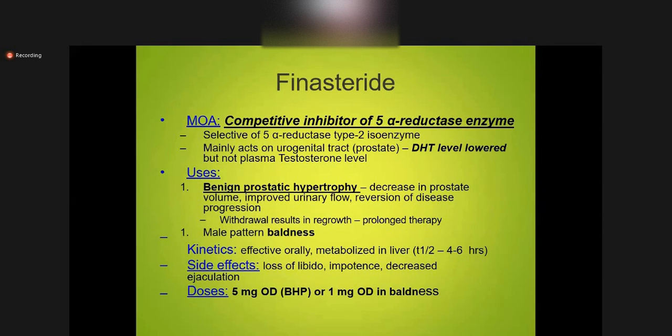So this is important: you stop the action of 5-alpha reductase rather than affecting hormones directly, like on the pituitary or hypothalamus or Leydig cells of the testosterone. You stop the action of the enzyme 5-alpha reductase, which converts to the active form. In this way, you can also stop the activity of androgen or testosterone.